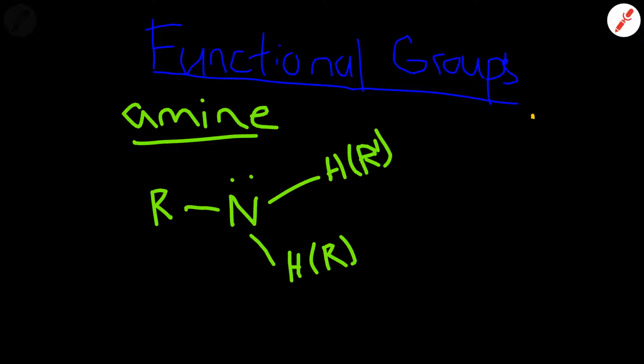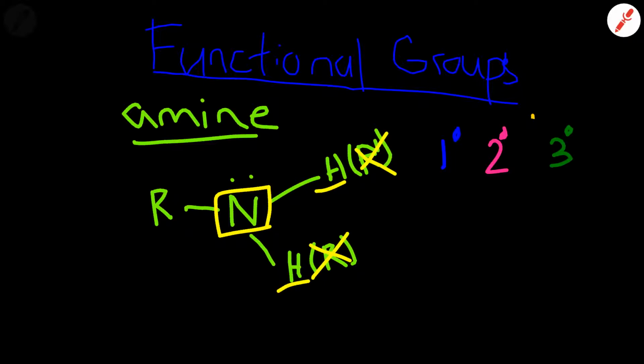So amines can also be classified as primary, secondary, and tertiary. Just like in the alcohol, it depends on how many groups are attached, but in the case of the amine, it's how many groups are directly attached to the nitrogen. So we're looking at the nitrogen. If it's just a nitrogen with two hydrogens and no R groups, then we're going to have a primary amine.